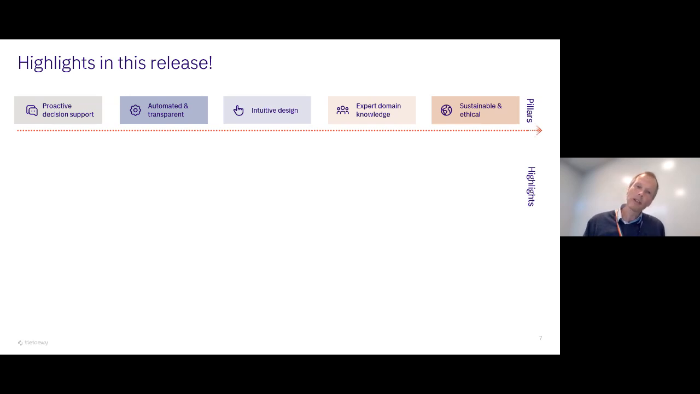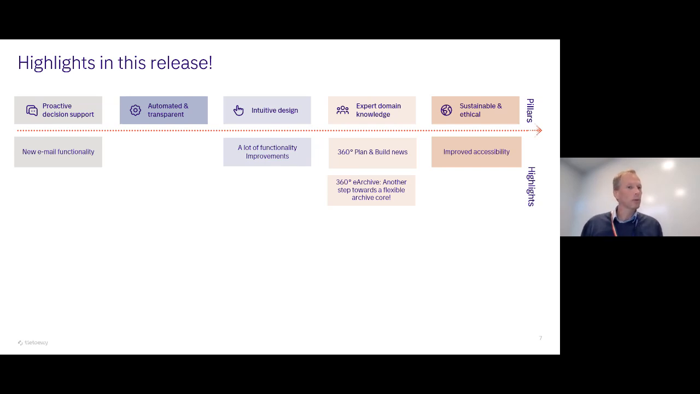And we start with the improvements in the core product. We have a lot of new email functionality, and we have also a lot of general functionality improvements in the product, which Willy will show. We have a lot of news in the 360 Plan and Build. And the 360 eArchive, in this version, it takes another step towards a flexible archive core. And we have improved accessibility in the May release of Public 360 Online.